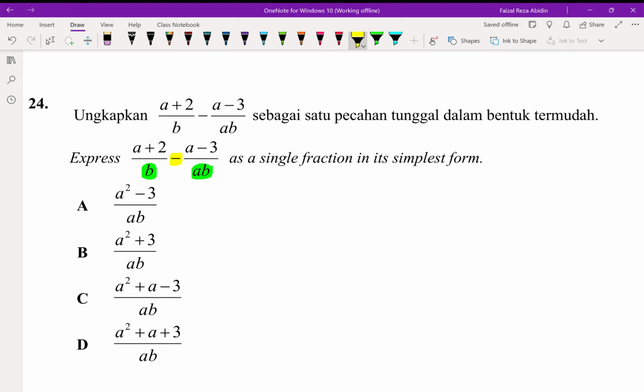Okay, the first fraction you are going to times by a. So everything here we are going to times by a here. So, we gonna get a square plus with 2a. Okay, so you are gonna get over here is minus a minus minus is gonna be plus 3. Am I right? Over ab. Boleh tak kelas?